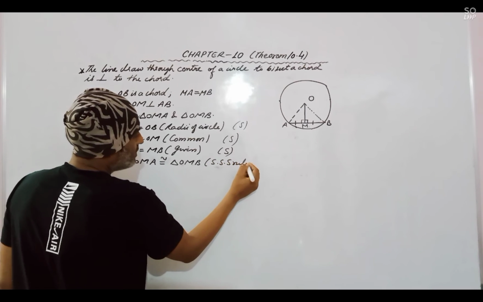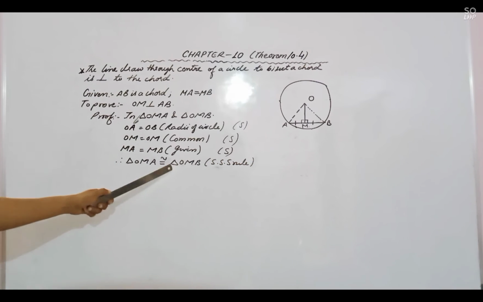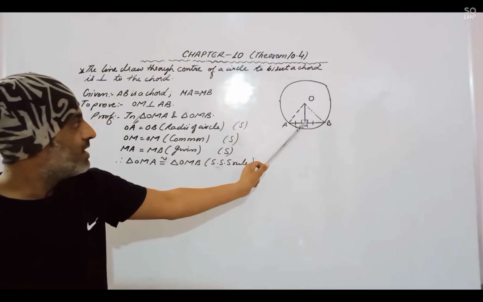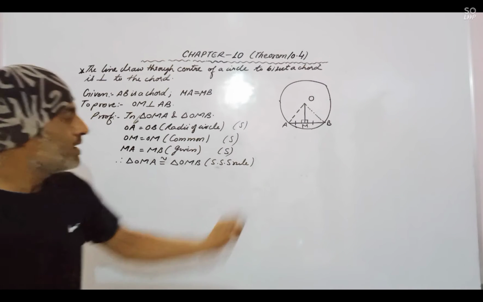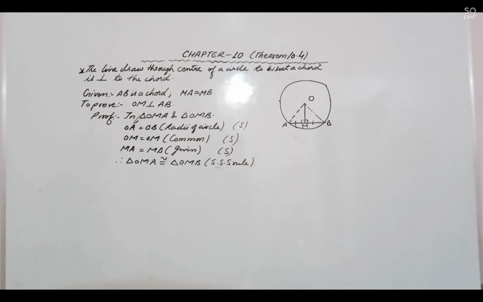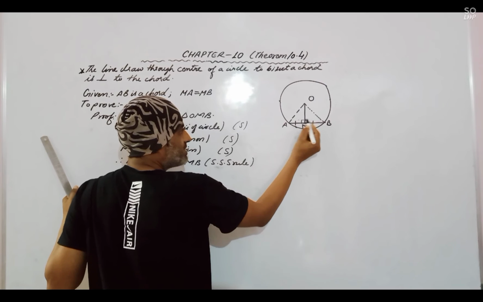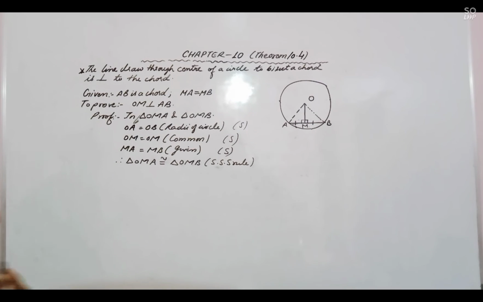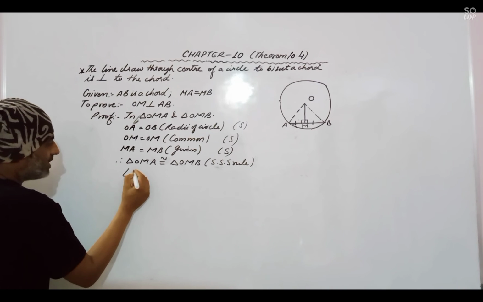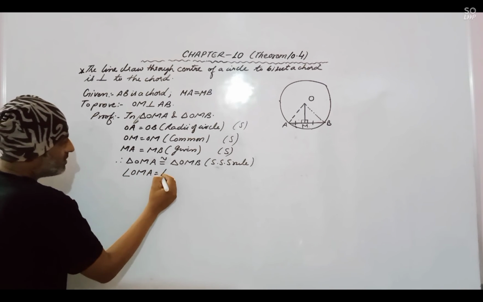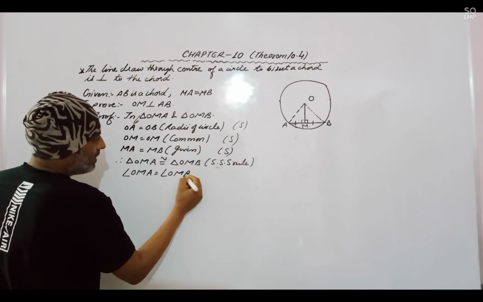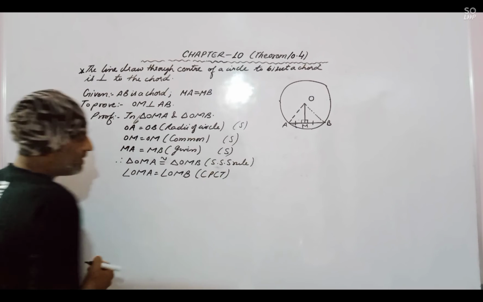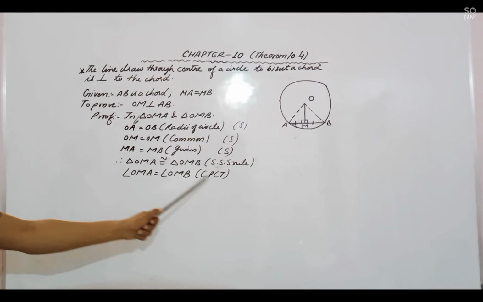SSS rule. After writing this, what else do we see? We will see that this angle OMB, the measurement of this angle is actually a linear pair. Look at this. If you join both these, it's a linear pair. Alright, so we'll mention the line. Hence angle OMA is equal to angle OMB by CPCT. Right, corresponding property of congruent triangles.